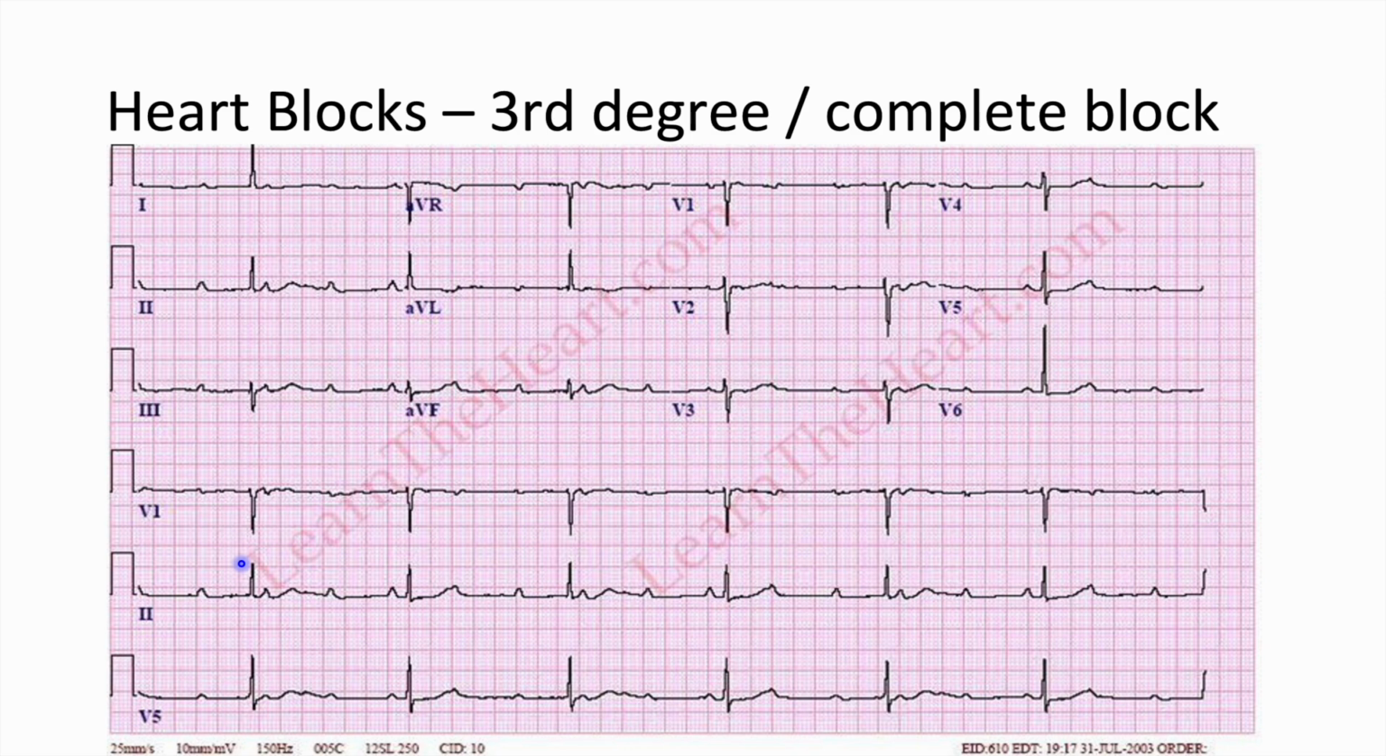And so we now look at our QRS complexes. Those are happening just regularly, independently, without a P wave before it every time. And so you see them acting independently of each other because there's a complete block at the AV node between the atrium and ventricles.